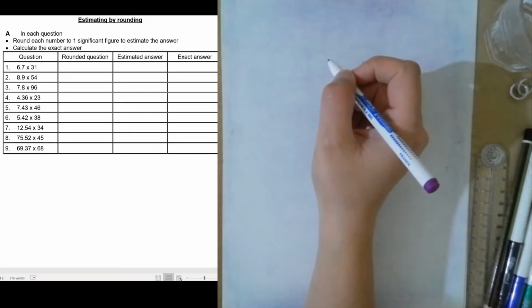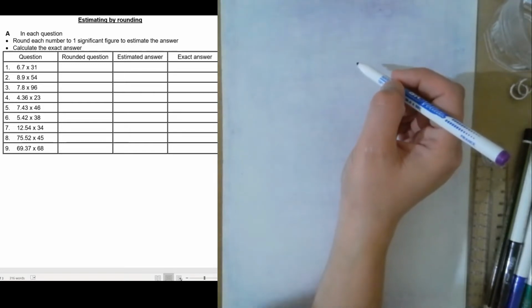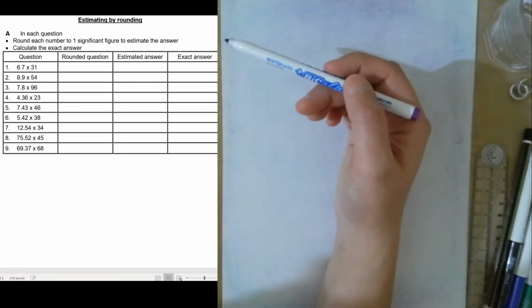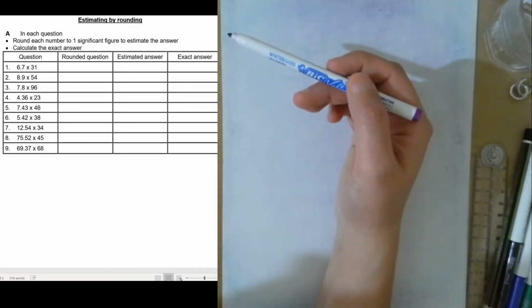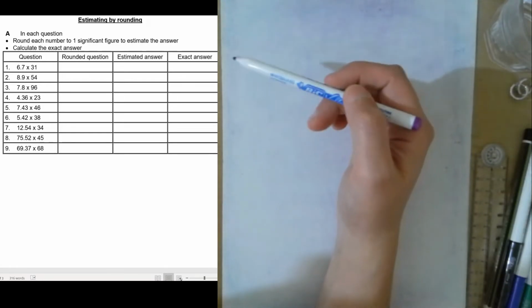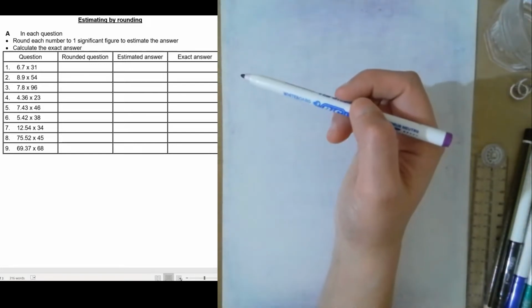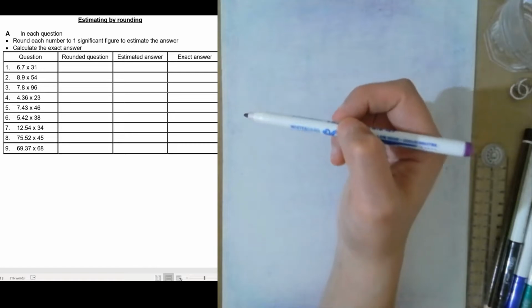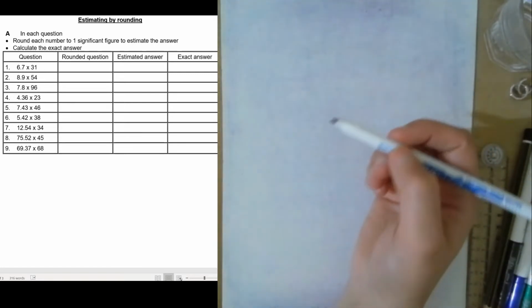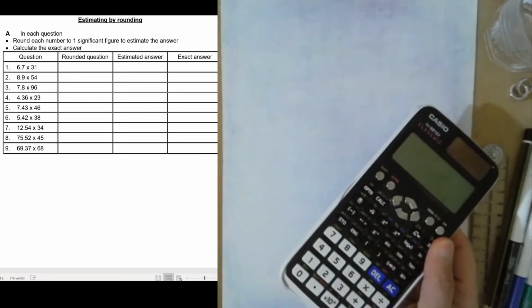So if I was to look at these answers, what would I do? It does actually just tell you what you need to do. So I'm not too worried about this exact answer column, so don't worry about that. We're looking at the question, the rounded question, and then the estimated answer. So if someone does tell you to estimate, you would not be using your trusty calculator, okay? That is not going to be used in estimating. Estimating is something that should be nice and easy, and you can do it in your head.